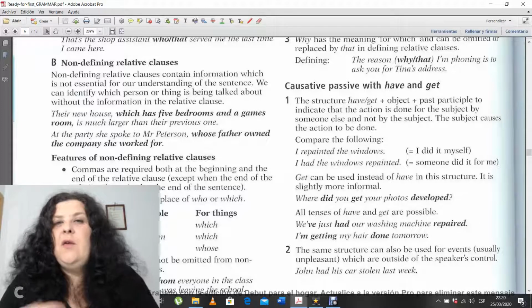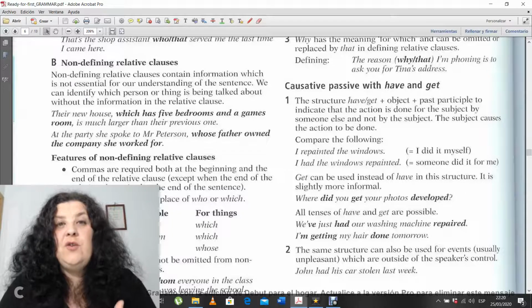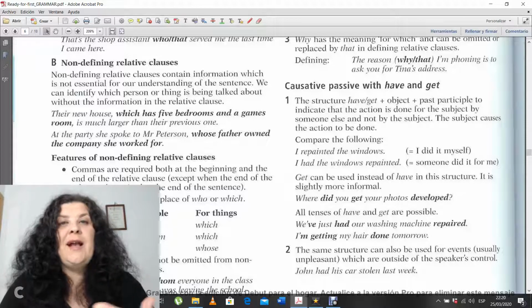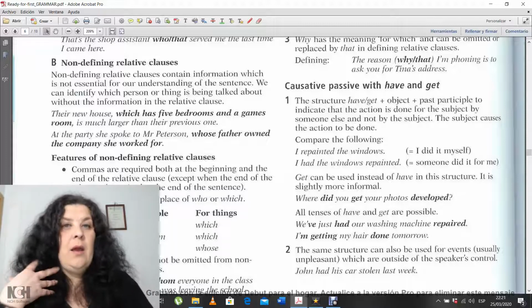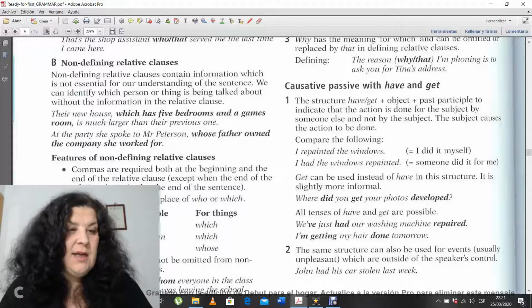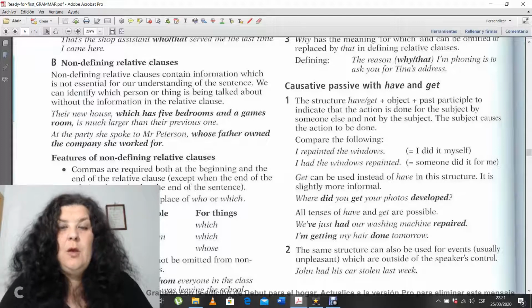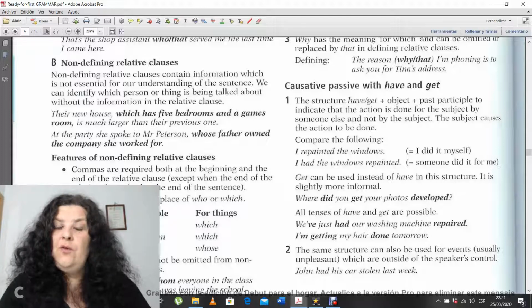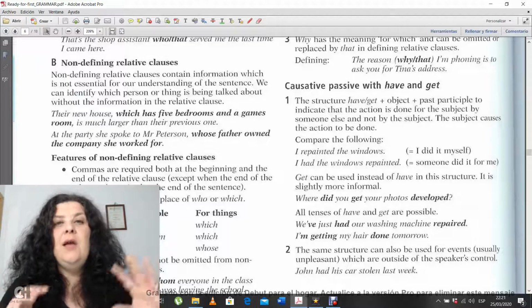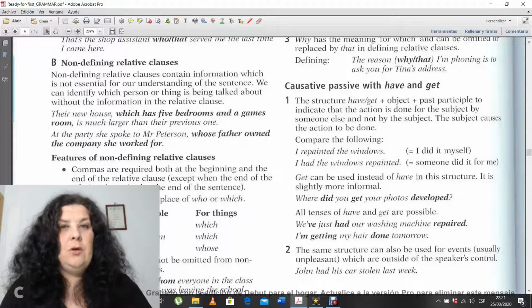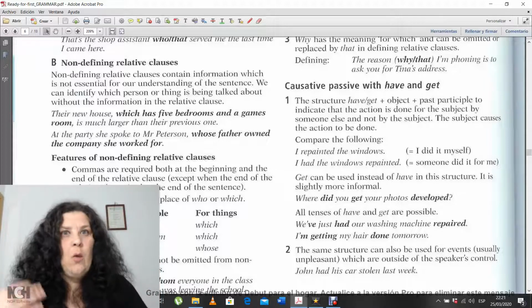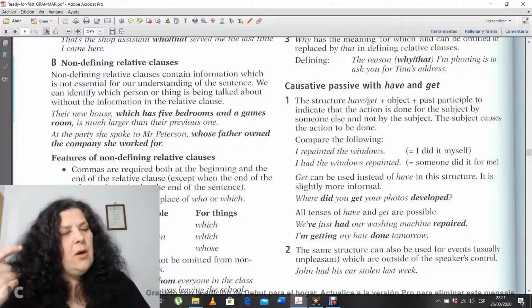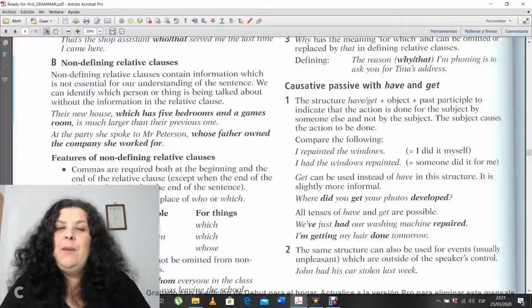If you do any kind of service or anything for yourself and you do it yourself, you do it in an active way. So if I say in English, I cut my hair last week, that means that I did it myself. But if you get someone else to do it for you, you have to use the structure have something done. And it's a bit complicated because the order is a bit confusing. So remember that it's like have something done.